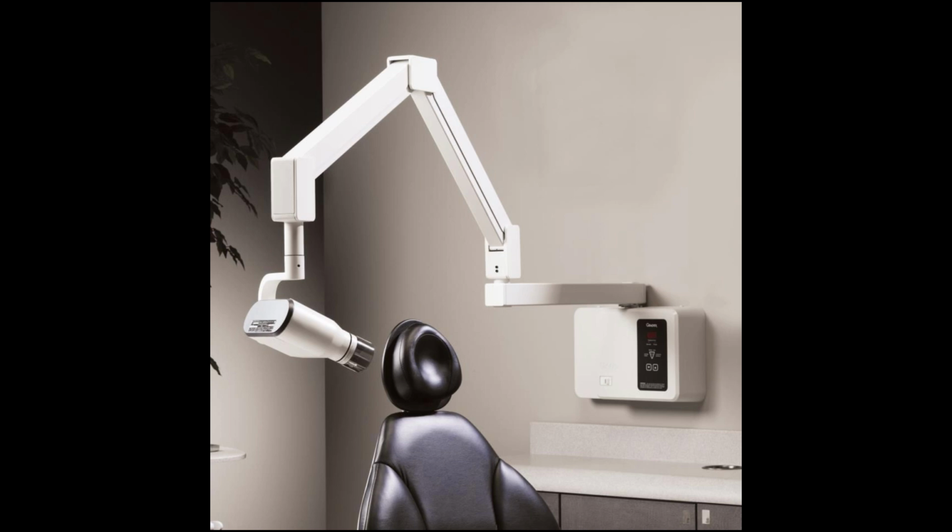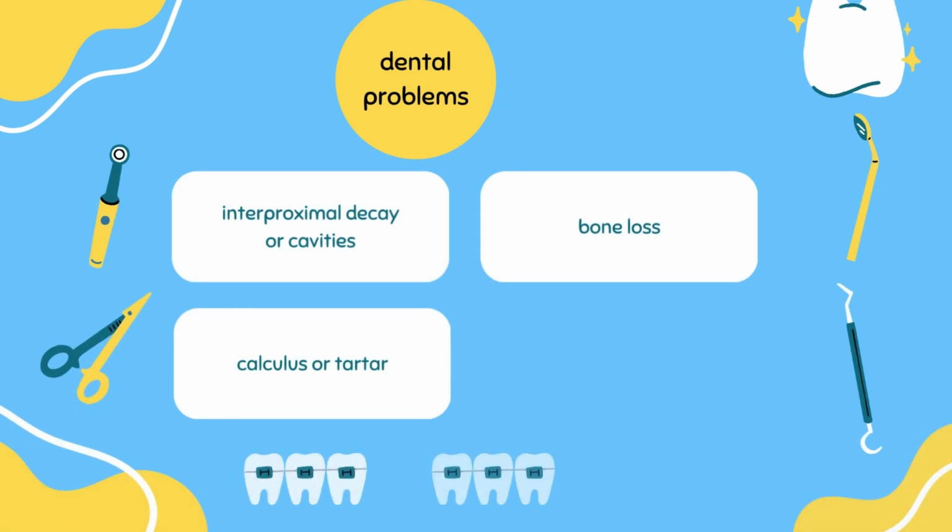They aid us in detection of interproximal decay, also called a cavity that is between the teeth. We can see the bone levels, which help us with the diagnosis of periodontal disease. And we can see calculus or tartar, which is hardened bacteria that builds up on the sides of the teeth. These are important components to help us determine the proper care for our patients. I'm going to pull up some images of common dental problems diagnosed on dental bite wing x-rays.